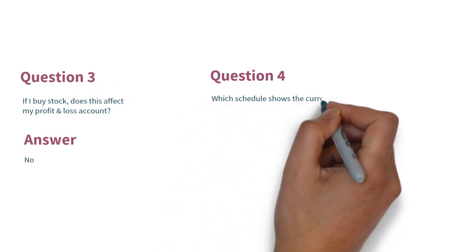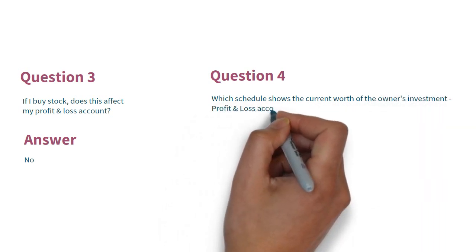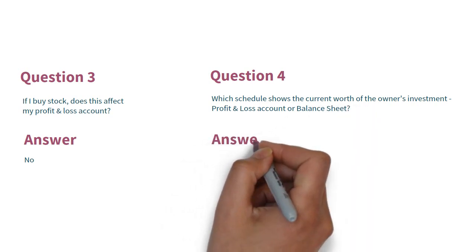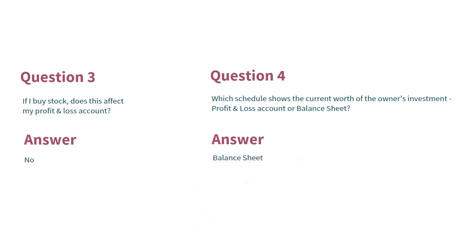Question 4. Which of the two main schedules shows the worth of the owner's investment? Is that the profit and loss account, or is it the balance sheet? At any given point, assuming all your accounts transactions are up to date, the balance sheet will show the current worth of the owner's investment. In the bottom half of the balance sheet, you'll have the original investment, plus, or indeed minus if there is a loss, but plus the profit made to date. The top half of the balance sheet will show where that value is amongst the fixed assets, the current assets, and the current liabilities.